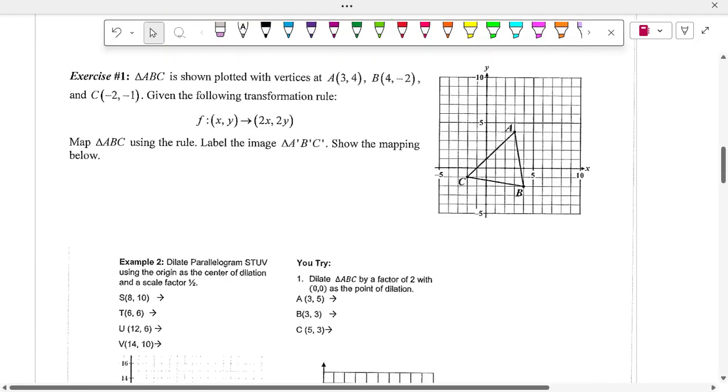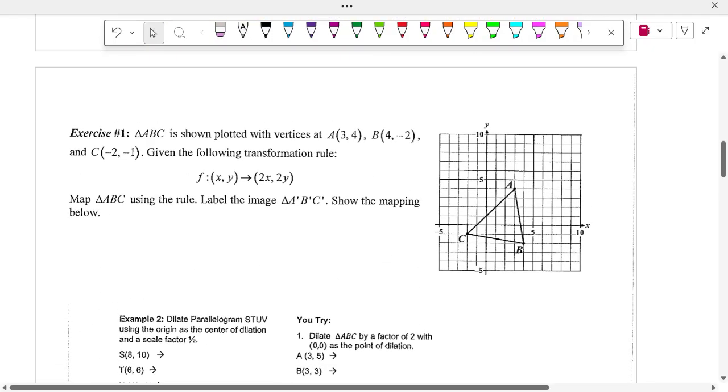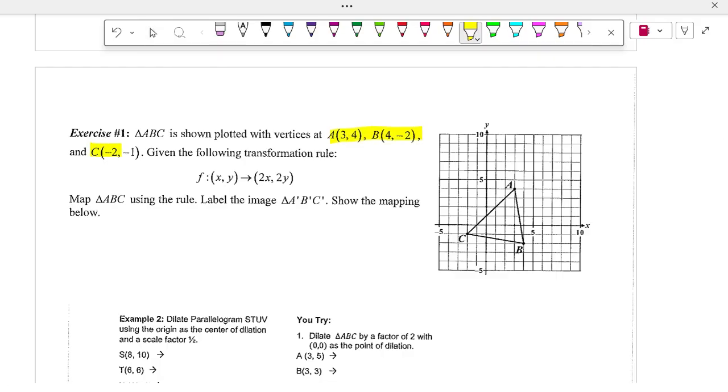So let's just do some simple ones. They gave us these original points, and they gave us the rule: if (x, y), then the dilation will be (2x, 2y). So what's my scale factor? 2. So my scale factor is equal to 2.